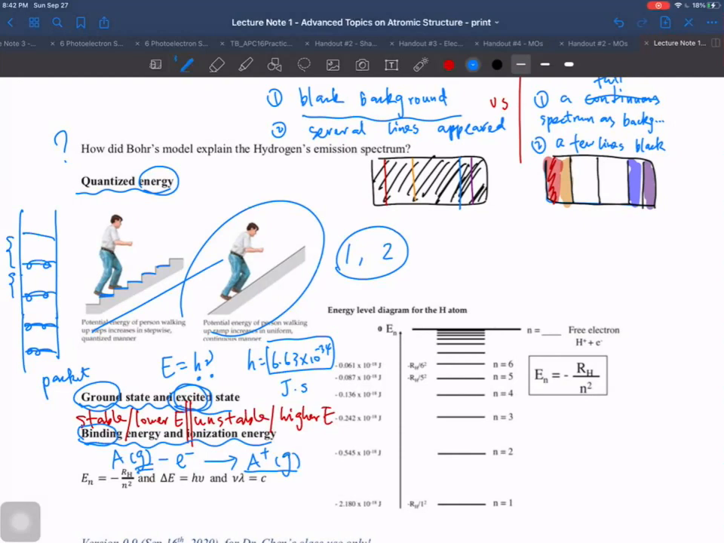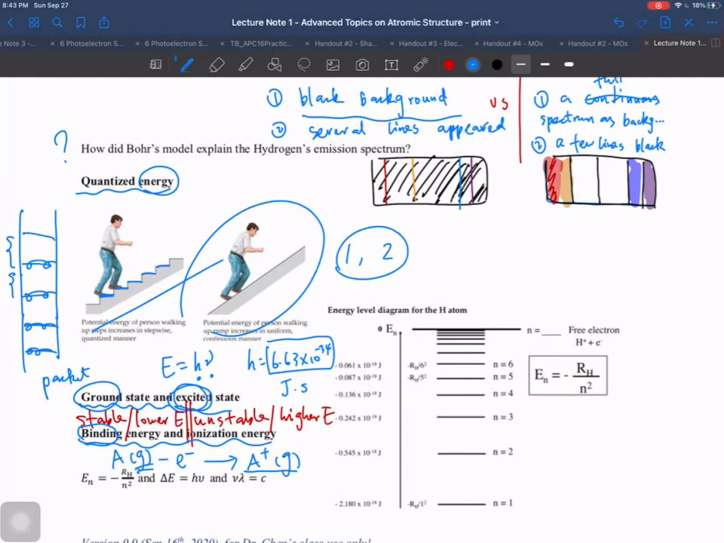So I think you realize binding energy and ionization energy are talking about the same stuff, but in a different way. Ionization energy is taking the electron away, so it needs to absorb energy. Binding energy is how strongly it is attracted.